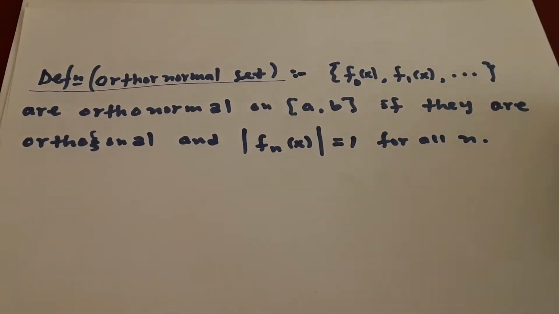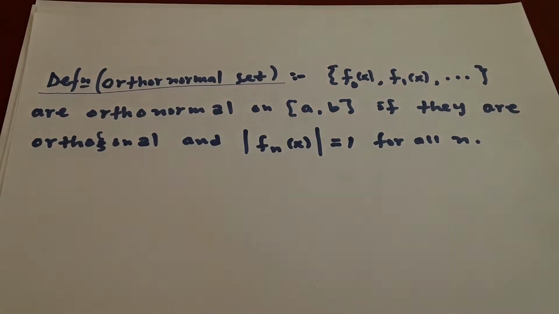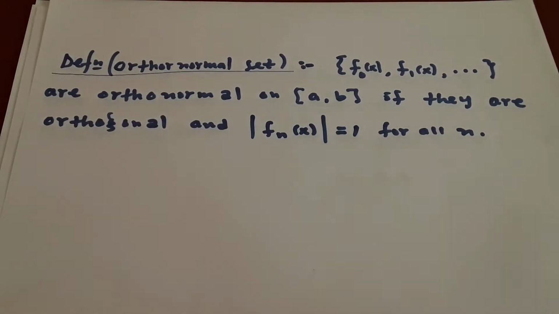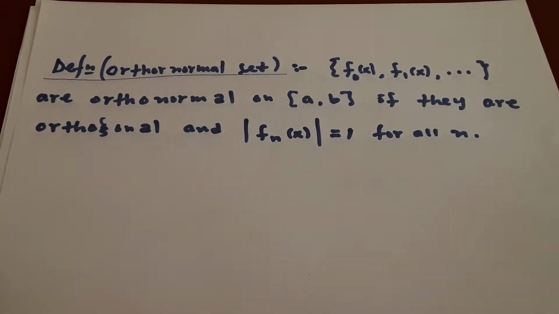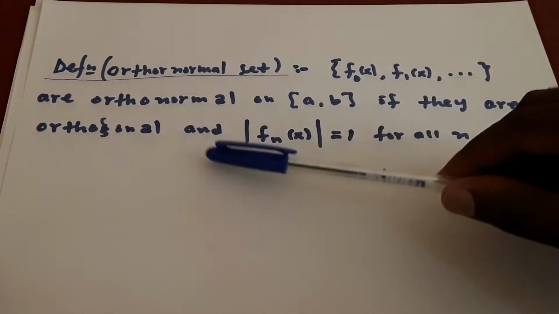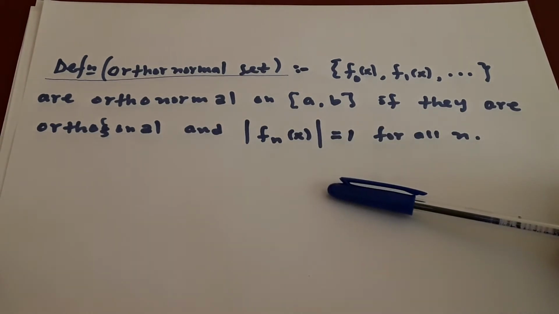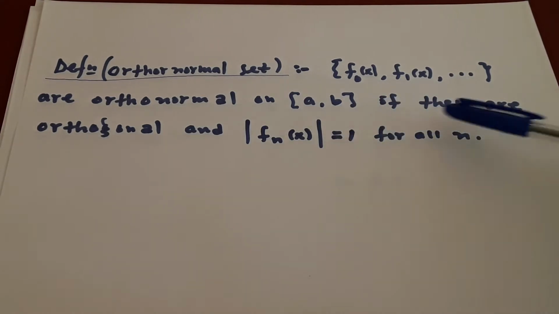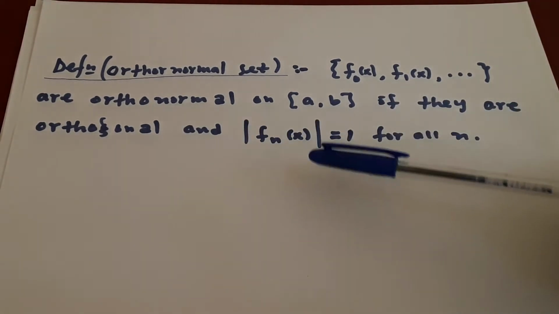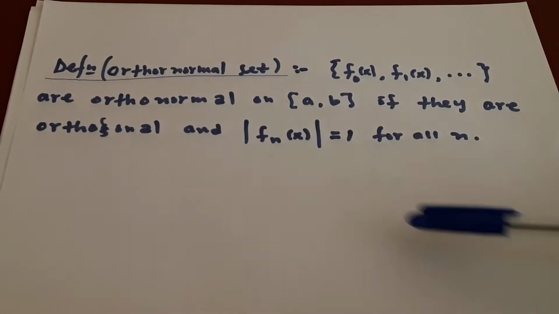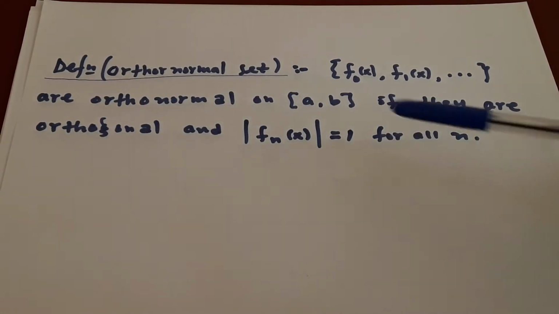We have also the orthonormal set f0, f1, f2, f3, etc. They are orthonormal on [a, b]. The set is said to be orthonormal on [a, b] if they are orthogonal. That means the integral over [a, b] of their product, the inner product, is 0 if they are orthogonal, plus the norm is 1. We have already defined what the norm is in the previous slide.